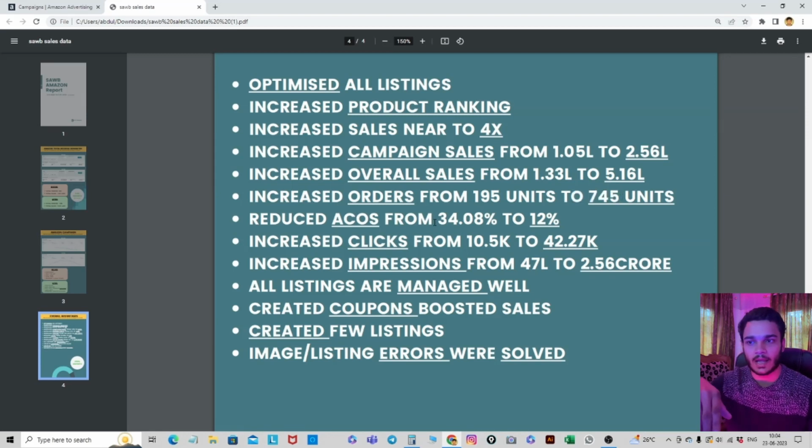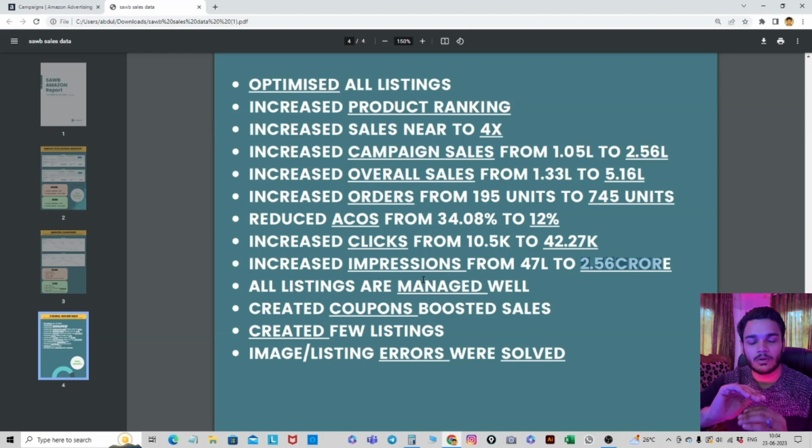And we have reduced the ACOS. We have said that the ACOS is really high. So before they were joining with us, their ACOS was 34%. And we have reduced that to 12%. And the campaign clicks were 10.5K. We have increased that to 42K. And the impressions also from 47 lakh to 2.56 crore.